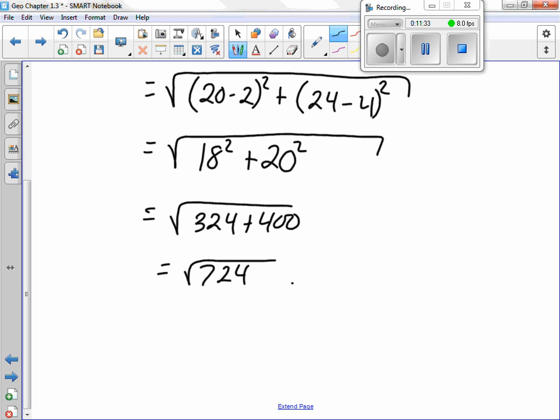And if we take the square root of 724, we get 2 square root of 181. And that's it. That is our answer there. And that's all we're going to do here.